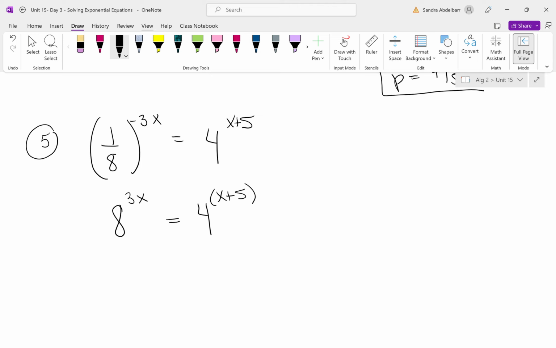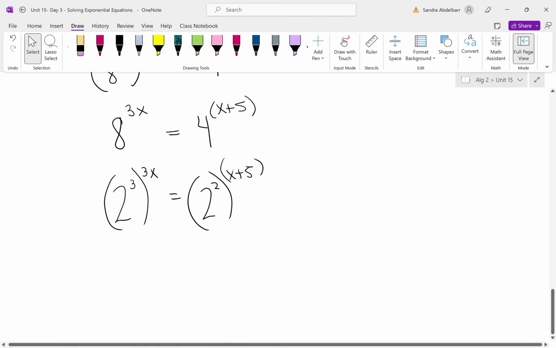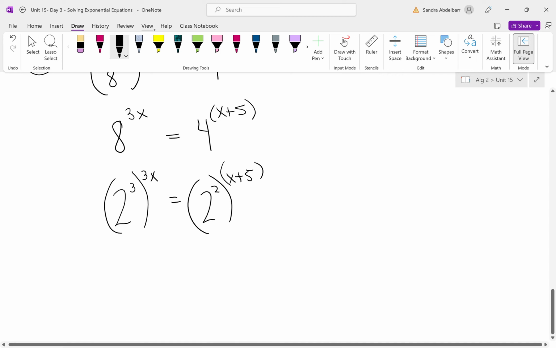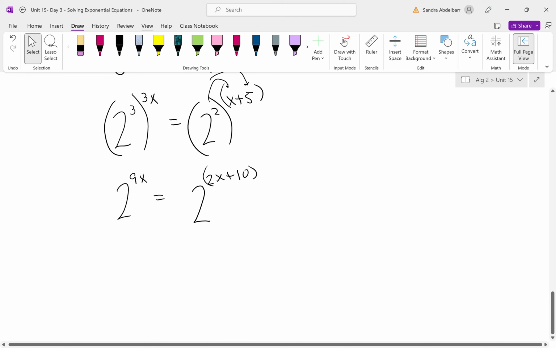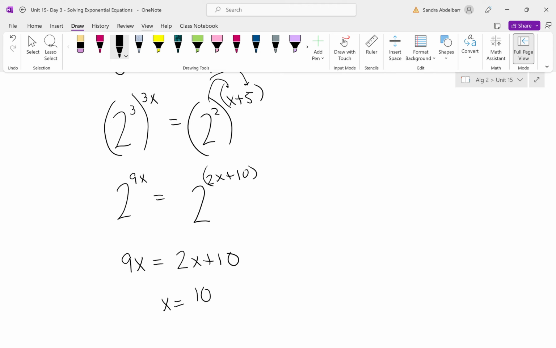We're going to change these both into a base of what? 2. So we're 2 to the 3rd raised to the 3x and 2 to the 2nd raised to the x plus 5. Power to a power we multiply, so we're going to have 2 to the 9x is equal to 2 to the... Don't forget to distribute in that 2. 2x plus 10. Since our bases are equal, we can set our exponents equal. So 9x equals 2x plus 10. So x will equal 10/7.